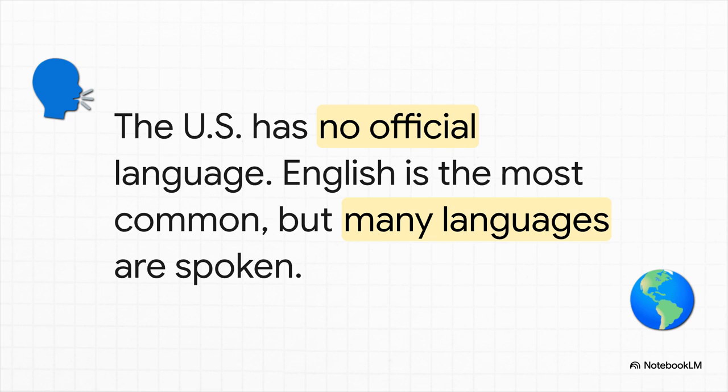Now for a fascinating little fact that actually says a lot about American identity. The United States does not have an official language. Nope. Sure, English is the most common one, but the country is, and really always has been, a place of many, many languages and cultures living side by side, constantly being refreshed by new waves of immigration.